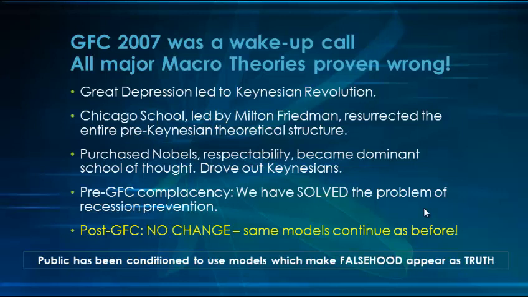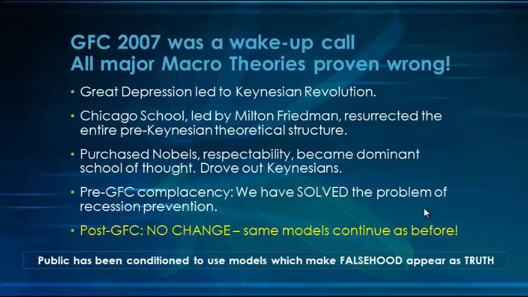Before the global financial crisis, there was complacency. Many economists said that we have solved the problem of business cycles. There will be no more recessions. We now know why recessions are formed and how to prevent them. But after that, there has been not much change.